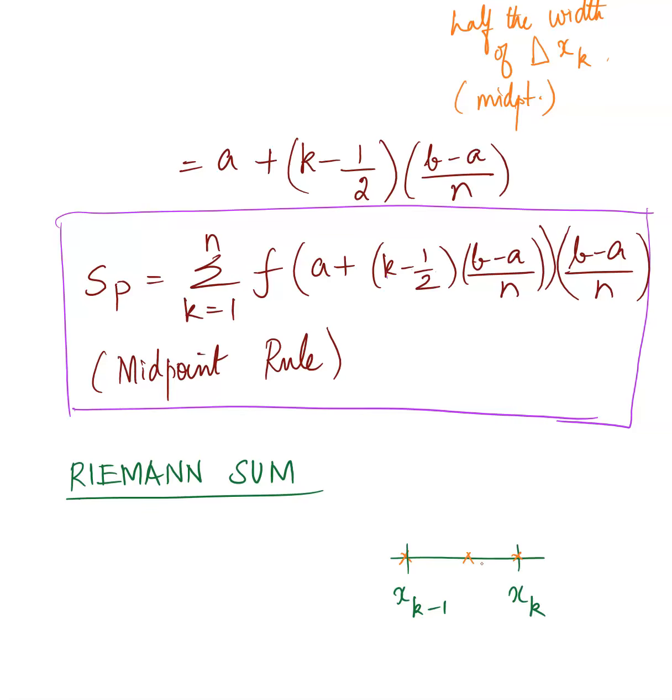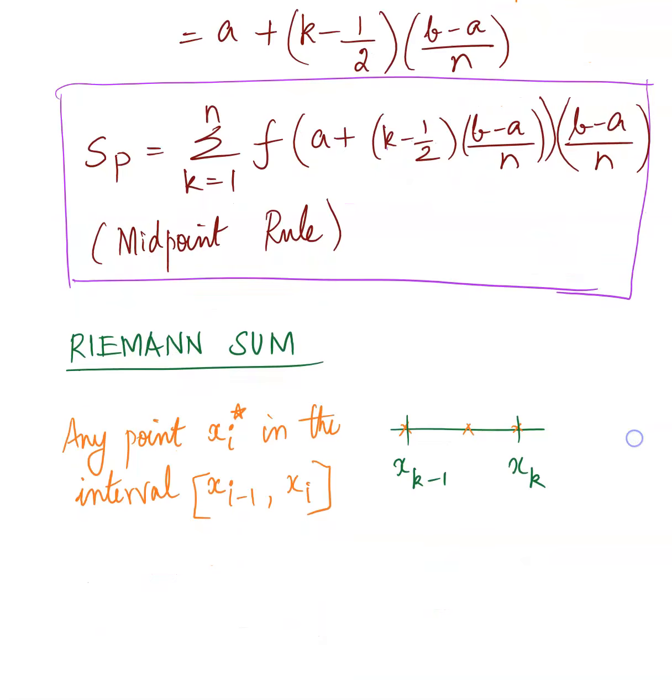So what Riemann said was, for any point xi star in the interval x_(i-1) to x_i, this is the notation that he used. For our sake, we could just say xk with a star, and then we could say that it belongs, remember the symbol, to the interval xk minus 1 to xk.